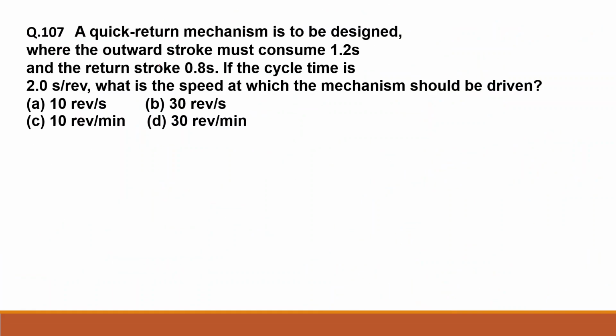Question number 107. Quick return mechanism is to be designed where the outward stroke must consume 1.2 second and the return stroke 0.8 second. If the cycle is 2.0 second per revolution, what is the speed at which the mechanism should be driven? First, I will write the given data.